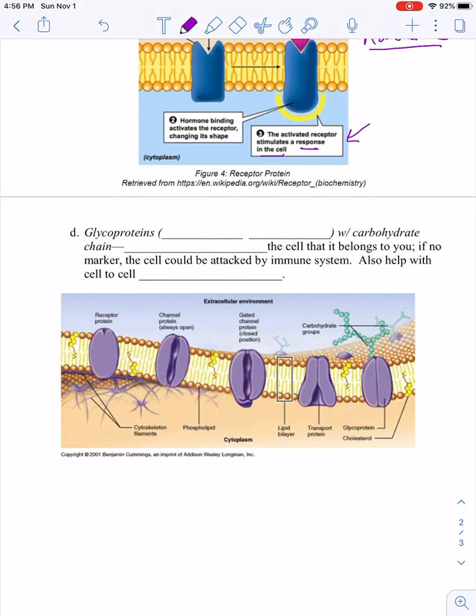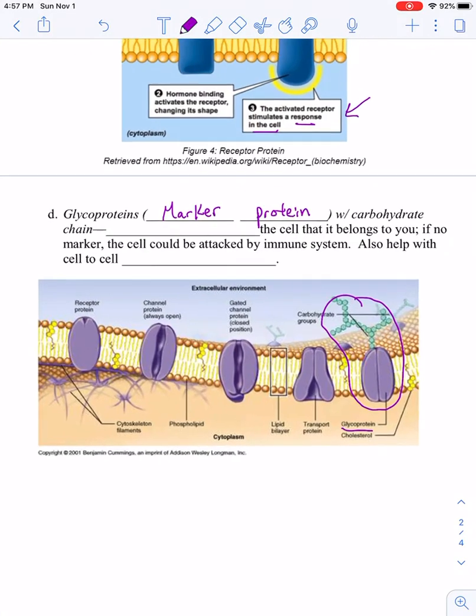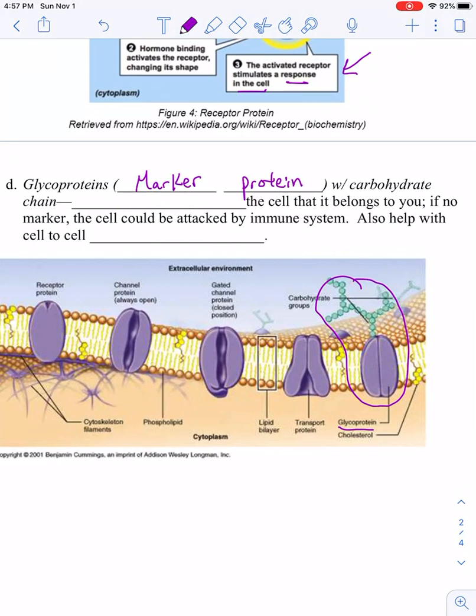Finally, glycoproteins, which are also called marker proteins, have a carbohydrate chain attached to the top of them, and those are shown here. So it's labeled kind of small. But the funny thing about this protein is there's actually a carbohydrate attached to the protein, which is how they get their name. Glyco means sugar, and then of course protein.